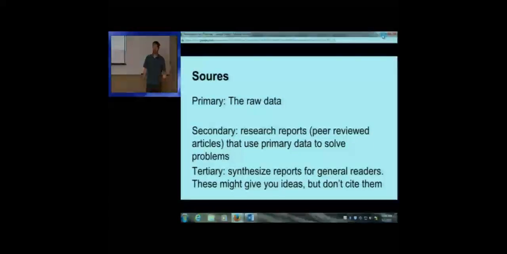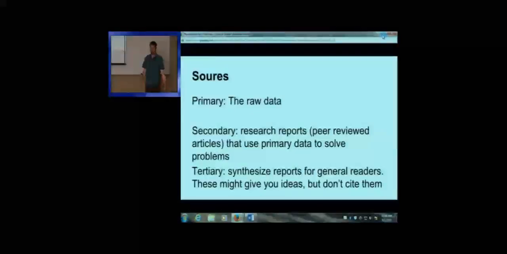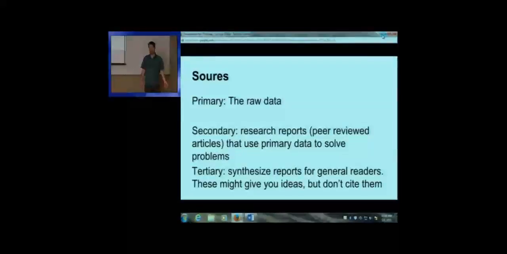Lastly are the tertiary sources. These are synthesis reports for general readers. Popular publications like the New York Times are tertiary sources. Books are tertiary sources at times. But the crucial part is that it's not peer-reviewed content. It's just a synthesis for someone who's a general reader. So it's a dumbed down version really of what an academic or a scholar is really trying to get at. Now you can still use these. They're a good resource and sometimes good sounding boards for ideas, but you're not going to want to cite them.